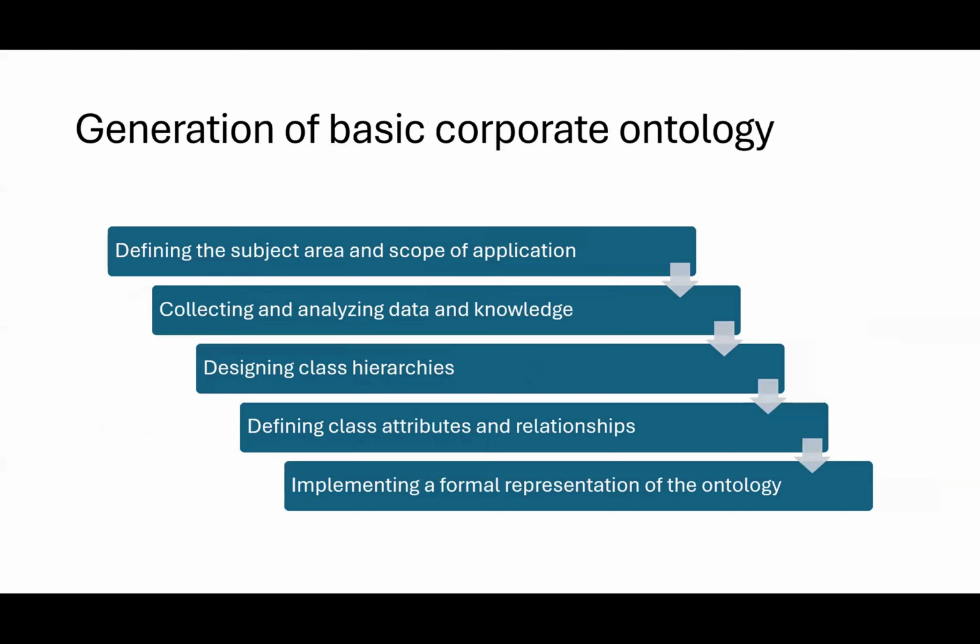How the generation of basic corporate ontology works. First of all, we define the subject areas and scope of application, and then we collect and analyze the data and knowledge. Then we design the class hierarchy and define the class attributes and relationships between them. And in the end, we implement a formal representation of this ontology.